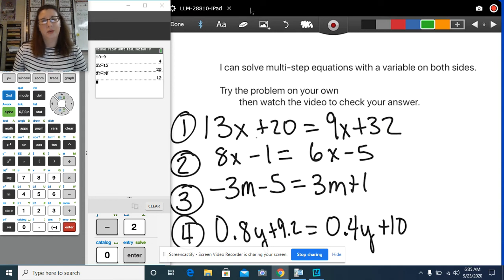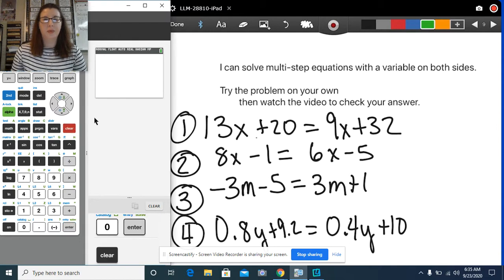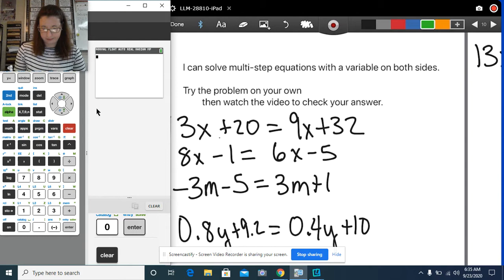Hi, you've just taken a quiz and maybe you didn't do so well. We're going to work on that so that you can get better. How we're going to do that is we are going to work on I can solve multi-step equations with a variable on both sides. And you're going to write these problems down on your piece of paper. You're going to try them on your own and then you're going to check how you did by watching the video. So right now I want you to get a piece of paper and hit pause, write these problems down, and we're going to go over them.